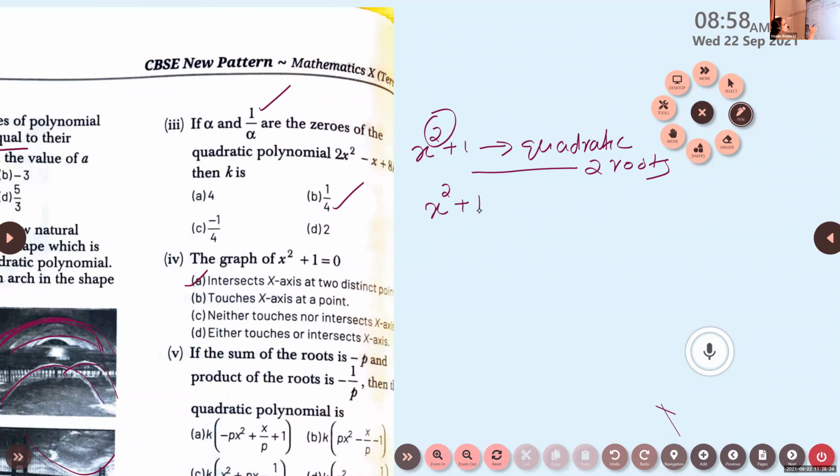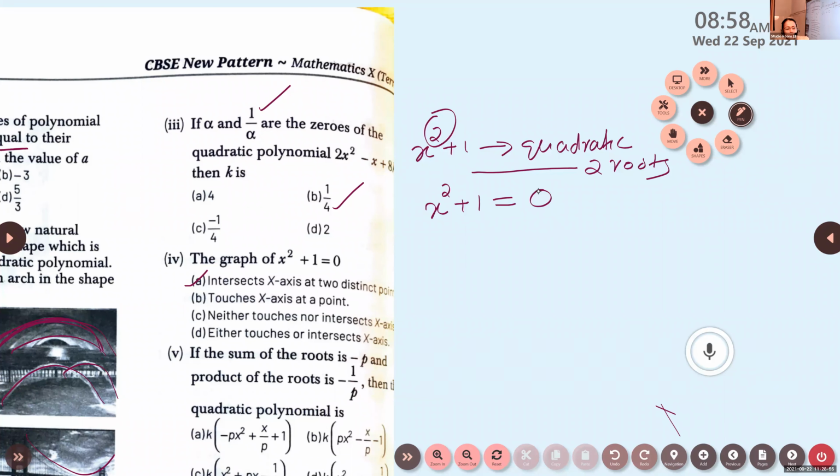See, x square plus 1. How will we find its roots, Srihari? To find its roots, what will we do? Quadratic equation, we can equate it to 0. So x square plus 1 equal to 0.